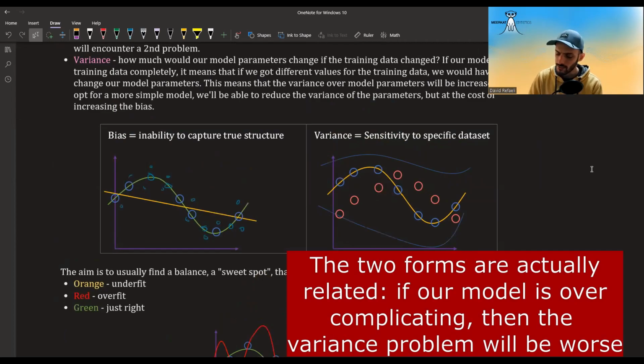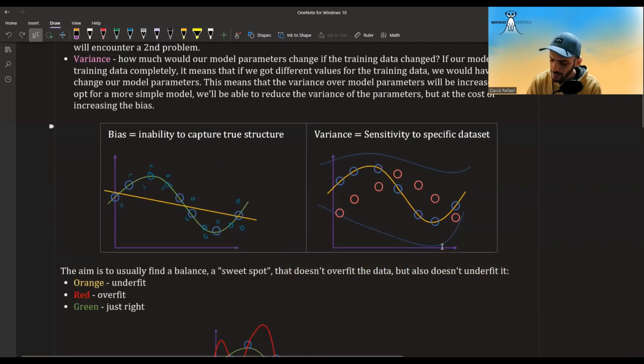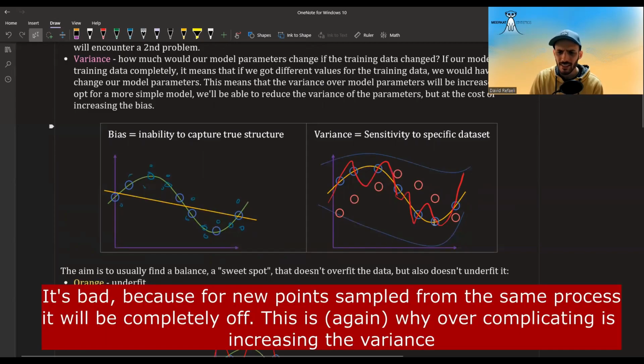Another form of variance is to overcomplicate things. Suppose that the true process is this orange curve, but our model is so complex that it goes like here and here and here and here and here. Obviously it doesn't look so good. Our model clearly tries to pass through all the points, but it does it in a really bad way. It overcomplicates the situation. The situation is much simpler.